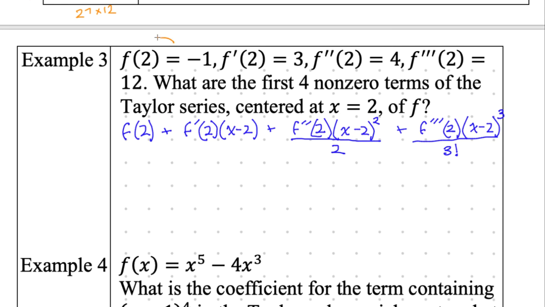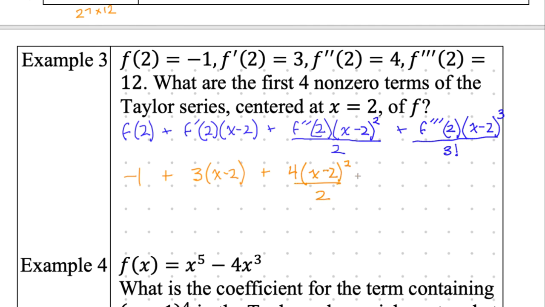f of 2 is 1. It tells us to write that right here. f of 2 is -1, so this is -1. Perfect. Plus, it says f prime of 2 is 3, so 3 times x minus 2. Done. All right. Plus, it tells us f double prime of 2 is 4, so plus 4 times x minus 2 quantity squared over 2.